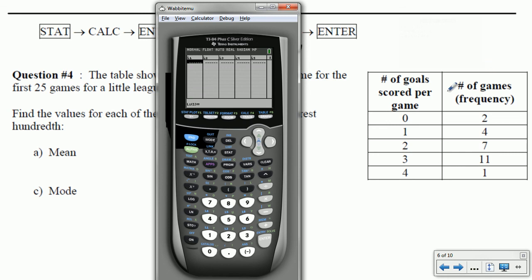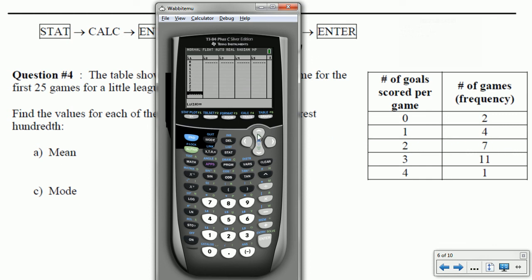So the long way to do this question, 0 goals were scored for 2 games. So we could go 0, 0. 1 goal was scored for 4 games. So we would go 1, 1, 1, 1, 4 times. And then 2 goals 7 times, so we would have to do 2, 2, 2, and so on. That's a lot of data to enter though.